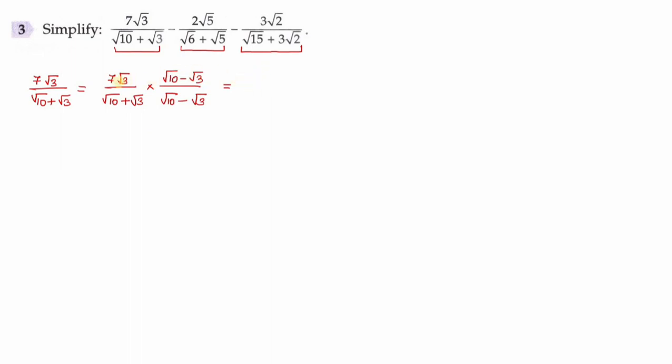In the numerator you get 7 root 3 into root 10. Whatever is inside the root will get multiplied, so 3 into 10 is 30. Minus 7 root 3 into root 3 is 7 into 3, because root 3 into root 3 is 3. Whole divided by, in the denominator you have a plus b into a minus b, which is a square minus b square. Let's simplify further. So it is 7 root 30 minus 21 whole divided by 10 minus 3.